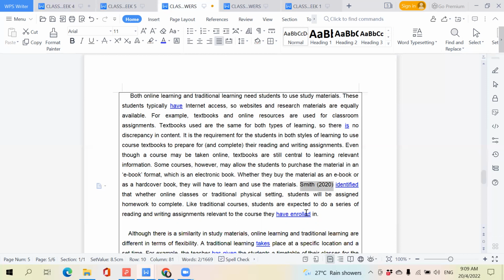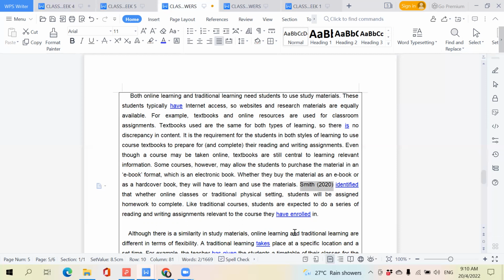Okay, so if you use past tense, for example, "relevant to the course they enrolled in", that means probably they're not students anymore. They're not in the university anymore. Then you can use simple past tense. If they are still students, you're talking about current students, you haven't graduated yet, then you have to use present perfect tense. It's as simple as that.